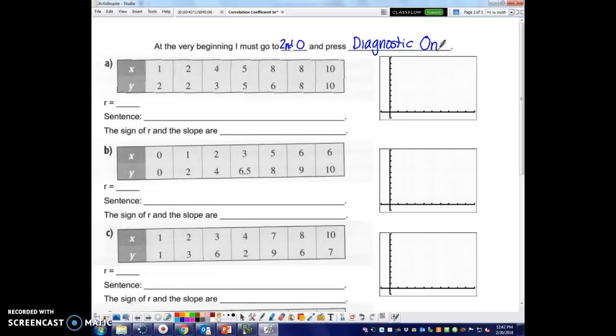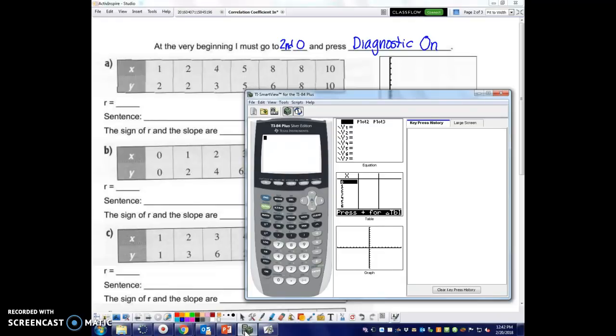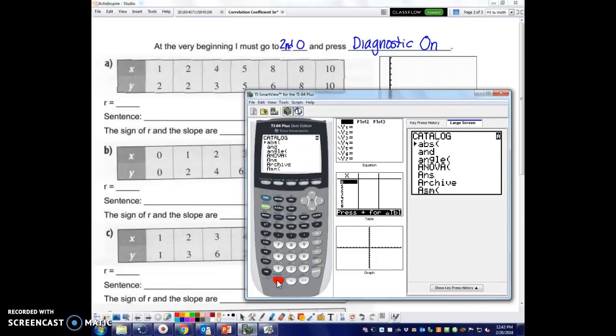You must do this. I'm going to show you what happens if you don't do this, but no, I'm just going to do it. Okay, so go to your calculator. Second, 0, and see the green D right here? You can just hit that, and it goes to the D's for you. And then find diagnostic on. Oh, there it is. Hit enter and make sure it says done. Okay, that's the first step.